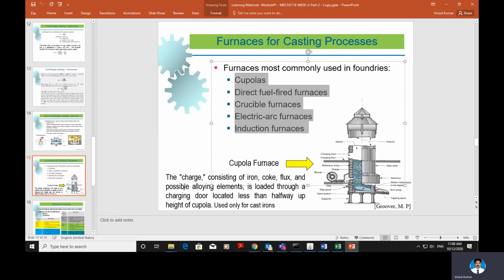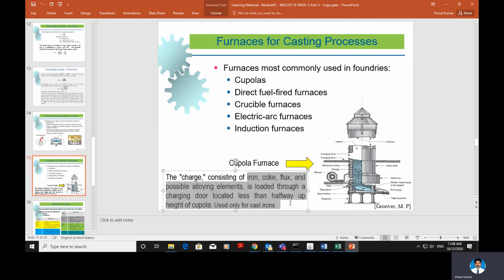Cupola furnaces are very famous. You can see here, iron, coke, flux, and possible alloying elements are loaded through a charging door located less than halfway up the height of the cupola, used only for cast irons. For melting cast irons, we are using the cupola furnace.